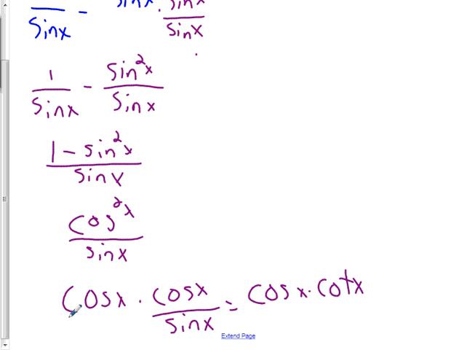This could technically be cosine of x over 1. You can split it up that way, and cosine of x is just going to be cosine of x, whereas cosine over sine becomes cotangent. So basically, we have an extra cosine with our cotangent, and that is our correct answer.